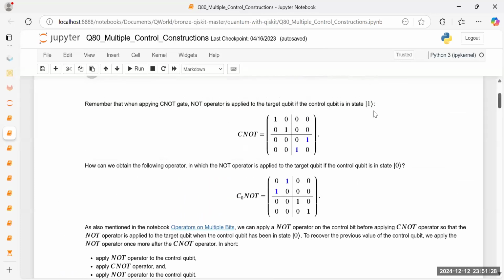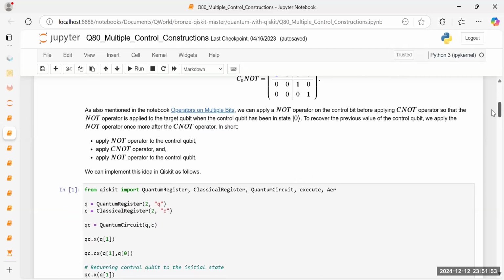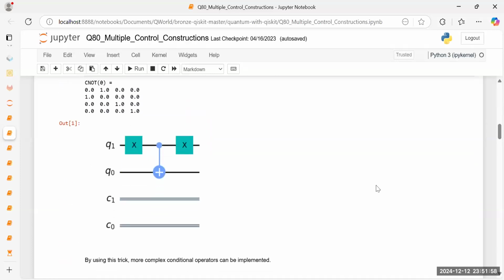Okay, so we spoke of the case whereby for the C0 operator, if the control is 1, then we apply a not operator to the target. But what if we wanted a case whereby if the control was 0, that's when we apply a not operator to the target. So that's the operator that is being described here. If the control is 0, then we apply a not operator to the target. To do that, we can just utilize X gates in our circuits.